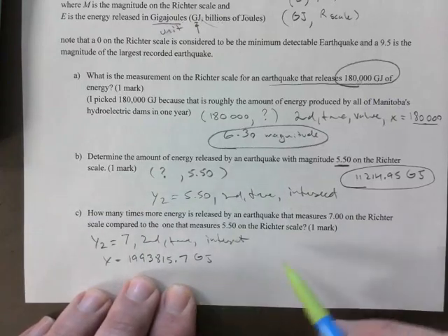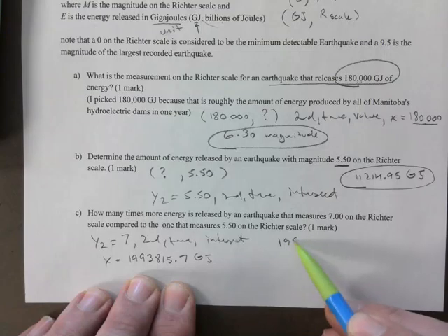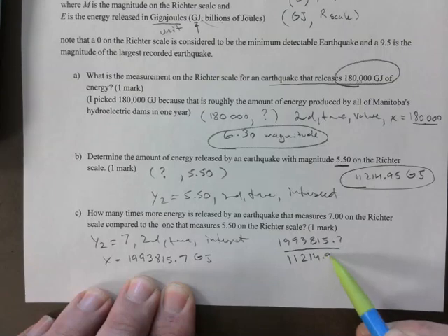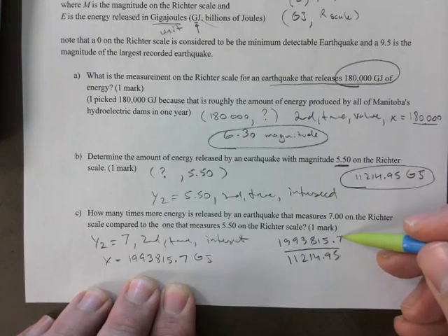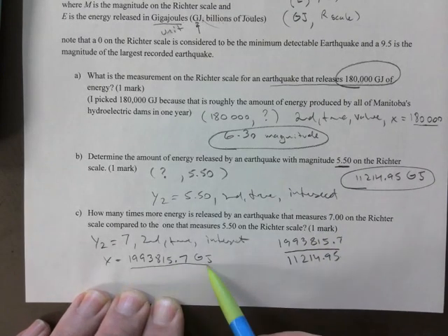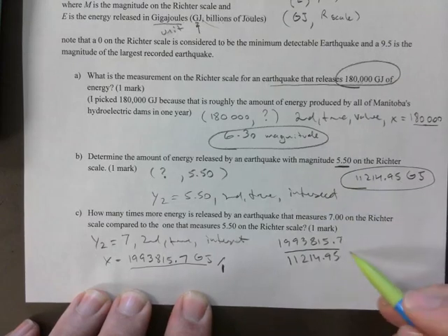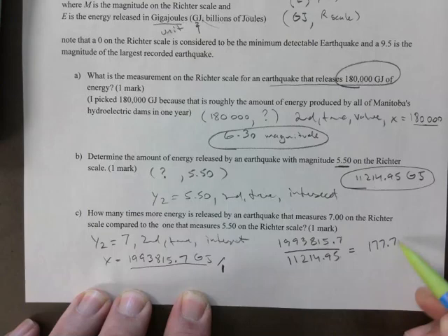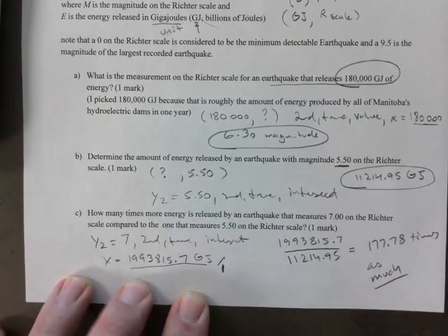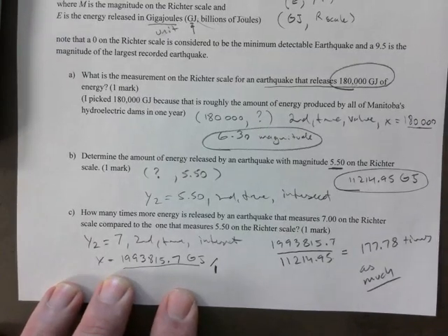The way this works is you want to take this and you want to divide it by the previous one. That's how many times. That's how many times more powerful it is. You want to see how many times this fits into the previous one. So I'm not taking marks off if you didn't do this part. If you have this, we're in business, you're going to get the mark, okay? So this will be 177.78 times as much. That's how many times more powerful it was compared to the previous one.